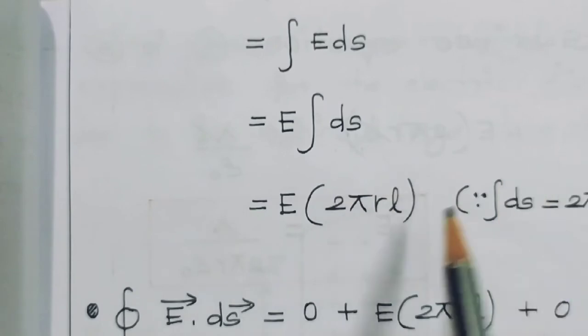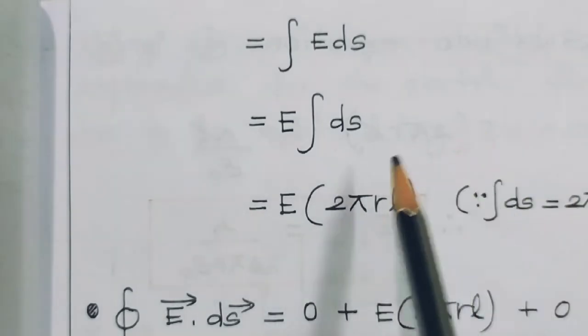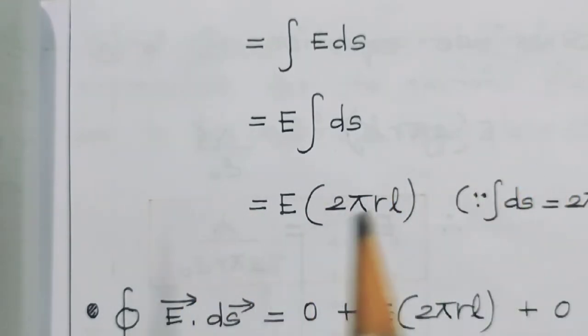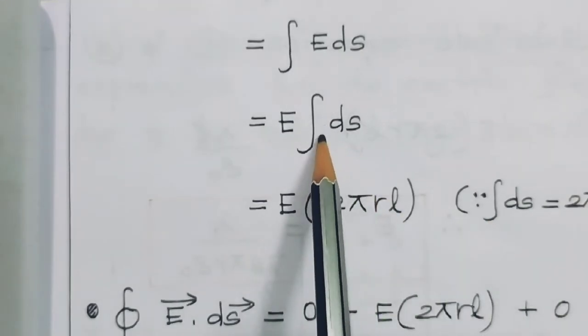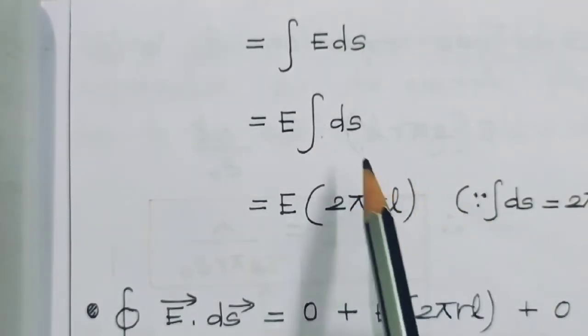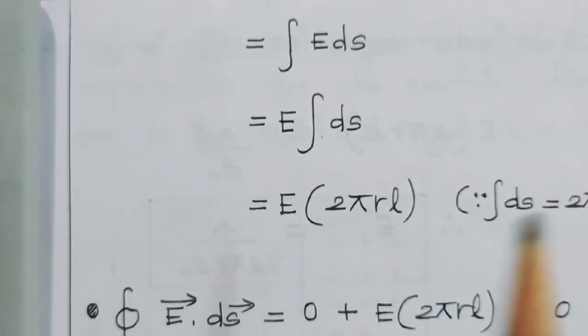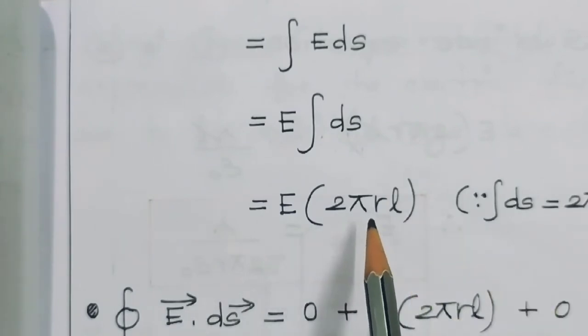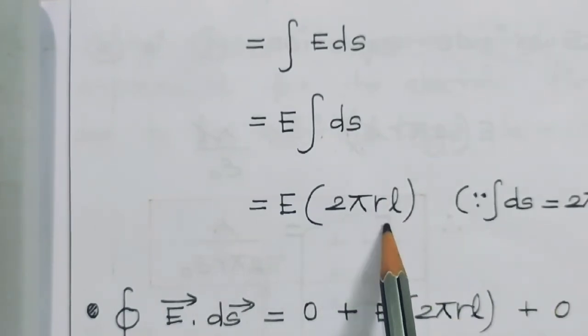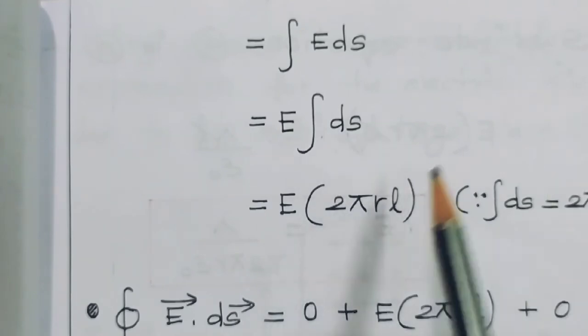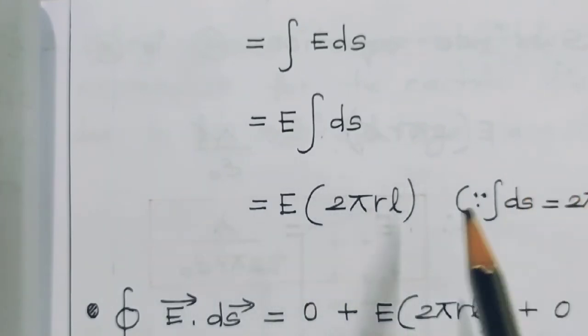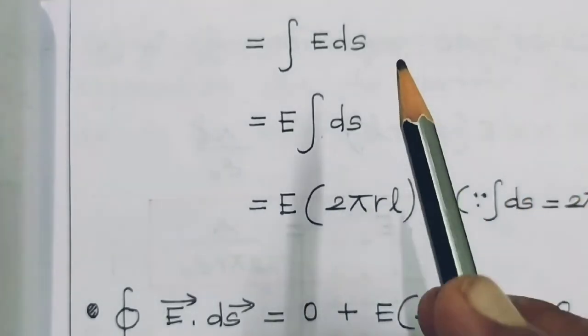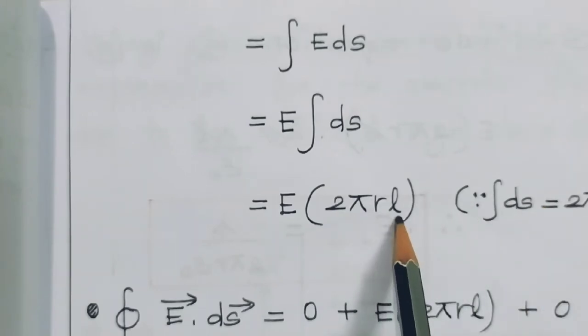So what is the whole surface? The surface area of this cylinder. So when we integrate this ds, we will get the surface area of the cylinder, which is nothing but 2 pi r L. Actually, the formula for surface area of a cylinder is 2 pi r h. Here instead of h we have taken L, so 2 pi r L.